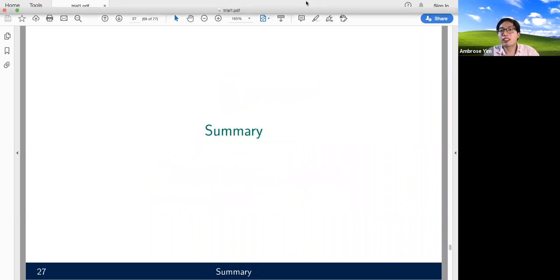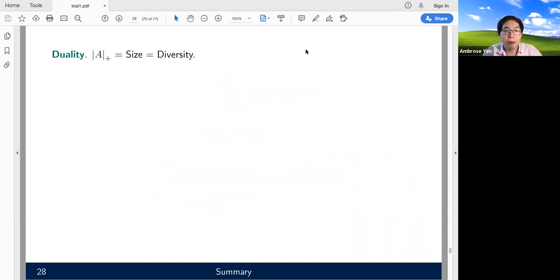So I think it's just about time to summarize. So we have this duality between the size of the system and how easily we spread things out in the system. The larger it is, the easier it is to spread things out. The smaller we make a system, the more bunched together things are. So it has smaller diversity.